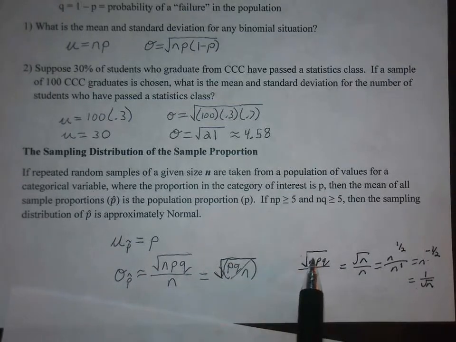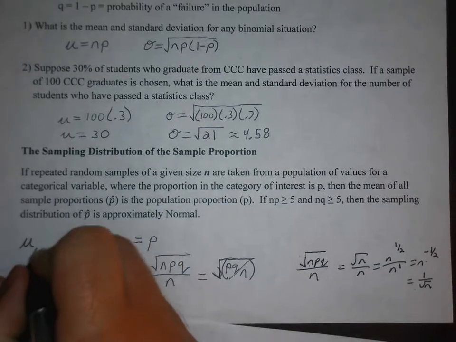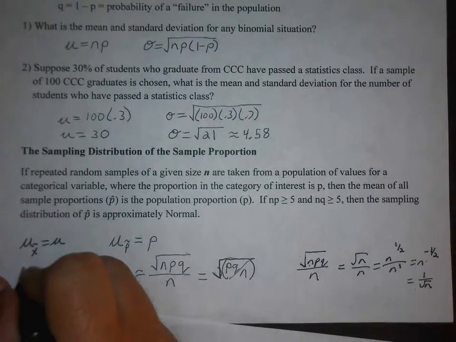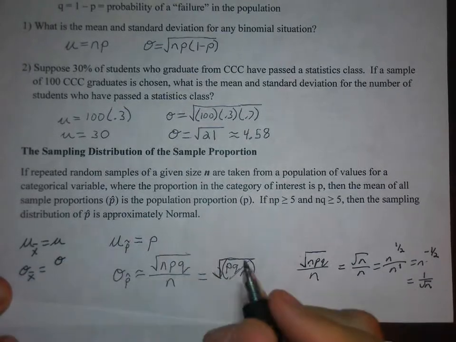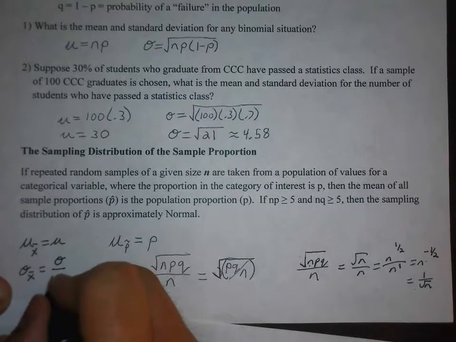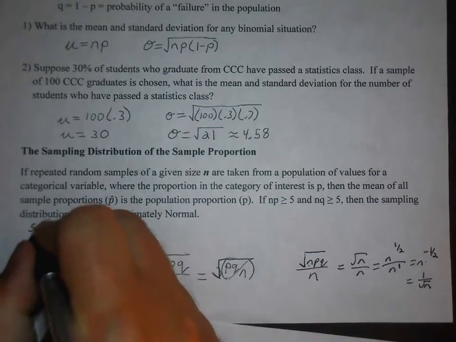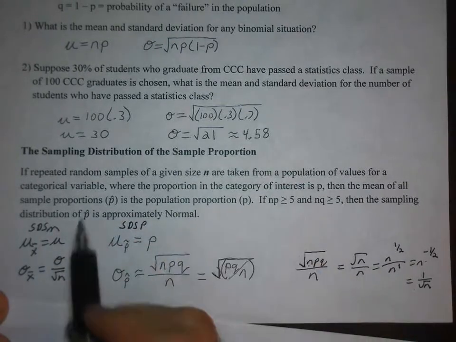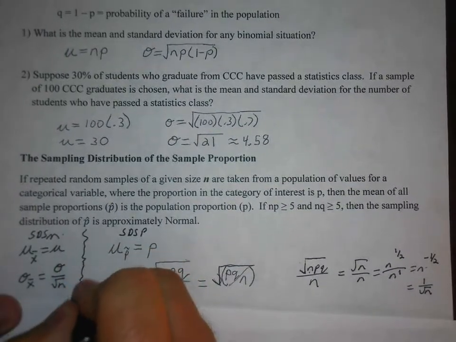If you didn't follow that explanation, that's okay. Just know that that's what the standard deviation is for the sample proportions. This is similar to the idea that the mean of the sample means equals the mean of the original, and the standard deviation of the sample means is the standard deviation of the original over the square root of n. So this was with the SDSM, and now we're looking at the SDSP. Instead of sample means, we're looking at sample proportions, but the concept is still the same.